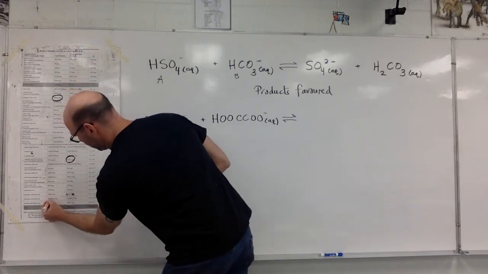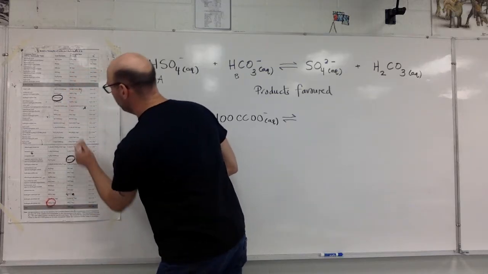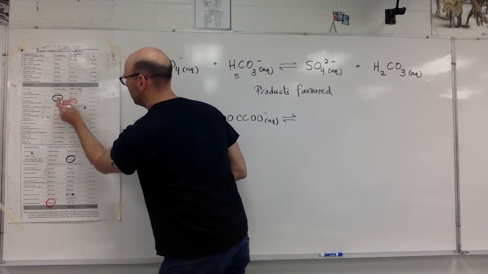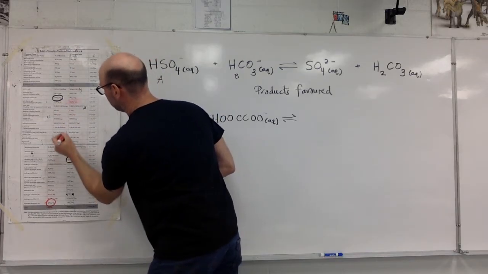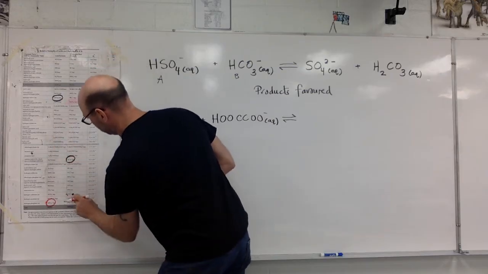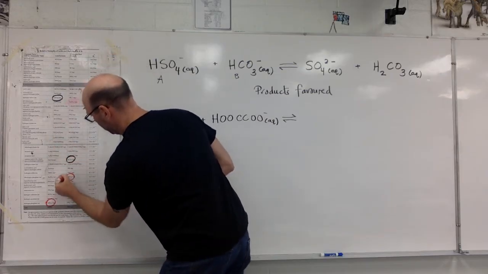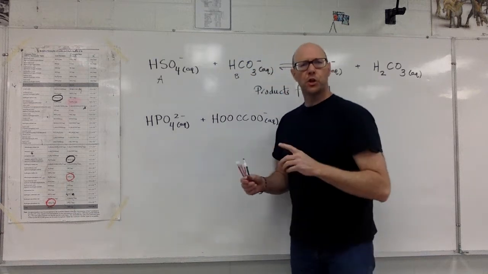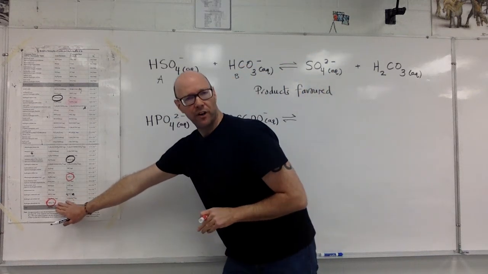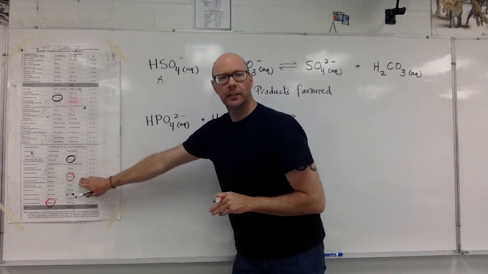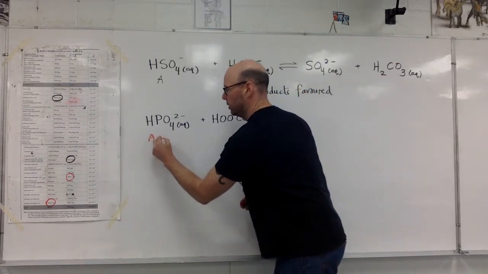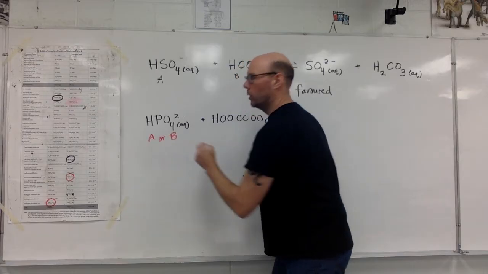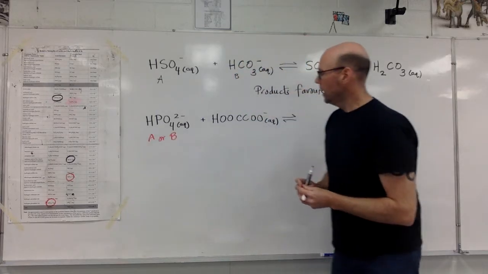HPO4²⁻ is located down here, but I can also find it right there. It shows up at the very bottom of the acid column and fairly low also in the base column. It's in both. It could be an acid or a base.